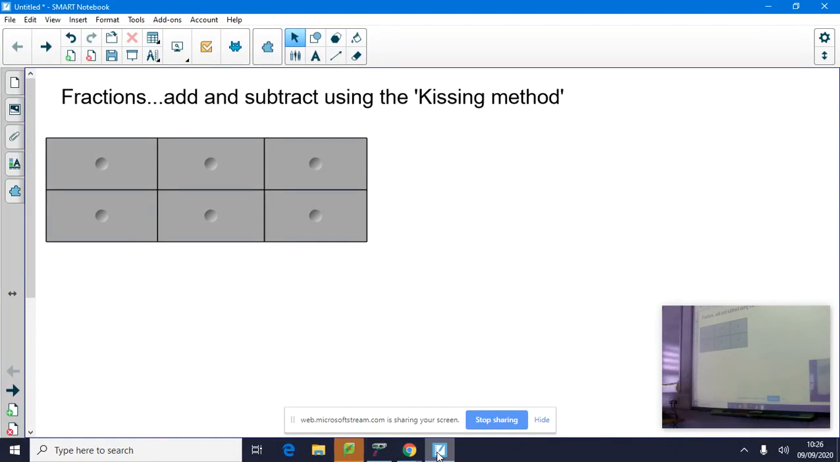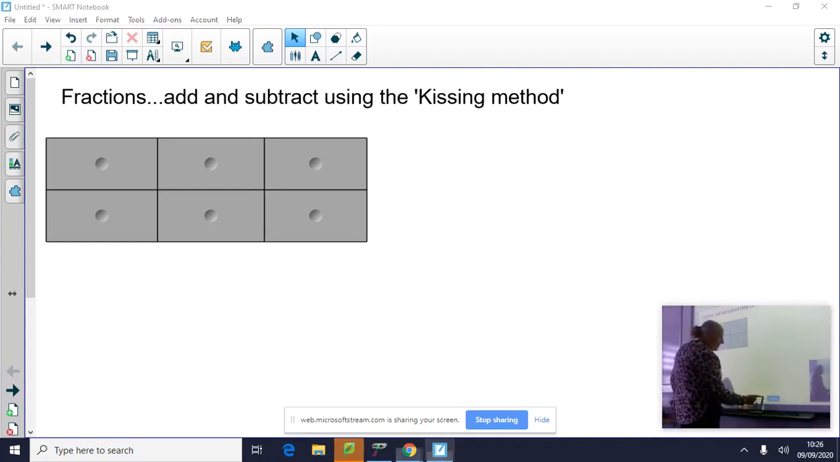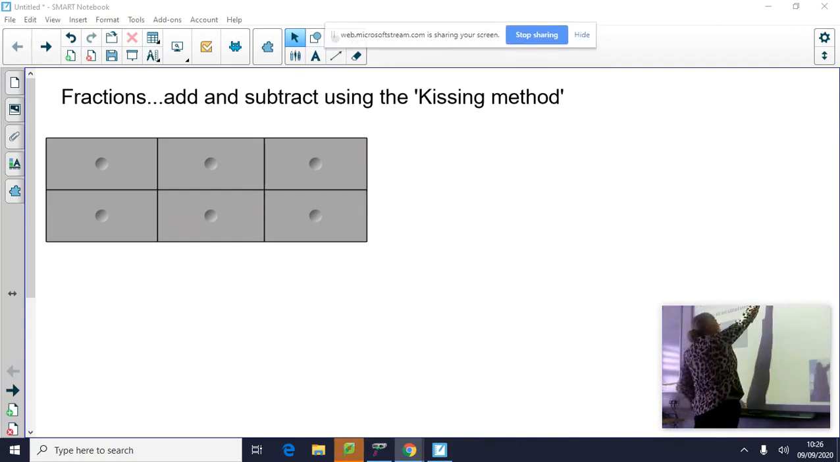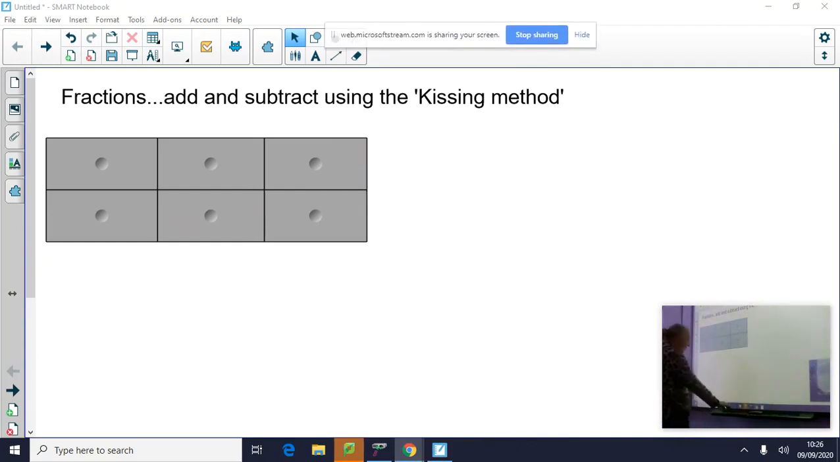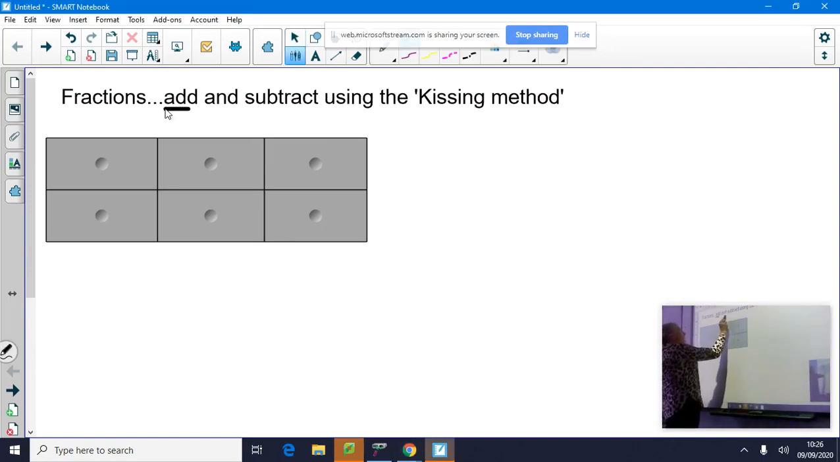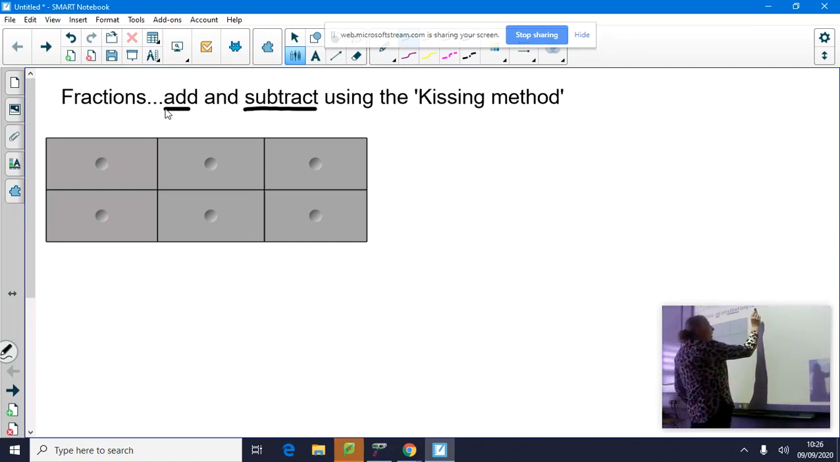Fractions. Most people go, oh, I hate fractions. They're okay. What we're going to do with this video is go quite slow, step by step, hopefully, so you get the idea. We're just going to look at add and subtract because luckily for that, I can use the same method. The method I use is the kissing method, or the box method, if you like it that way. I like the kissing.